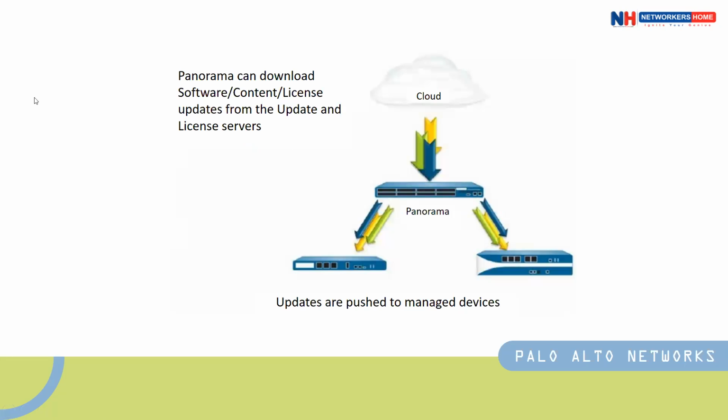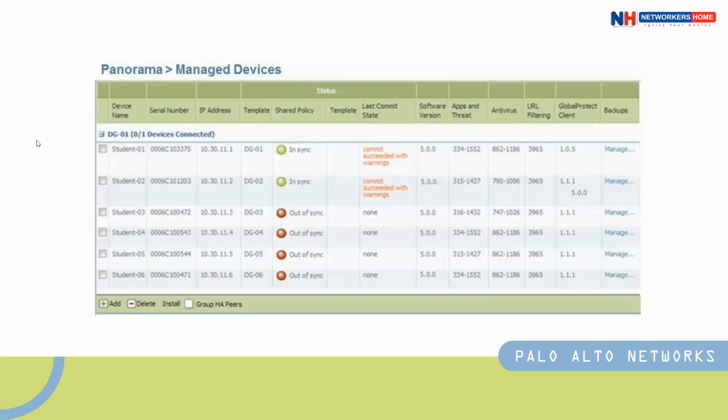Your Panorama can get the updates from the cloud itself, and through Panorama we can push those updates to your firewalls and manage them. So you can see Panorama can manage or download software, content, licenses, and updates from the license servers. So these are the details you can see. In this way we can download the updates on Panorama and further manage them on our firewalls. Okay.